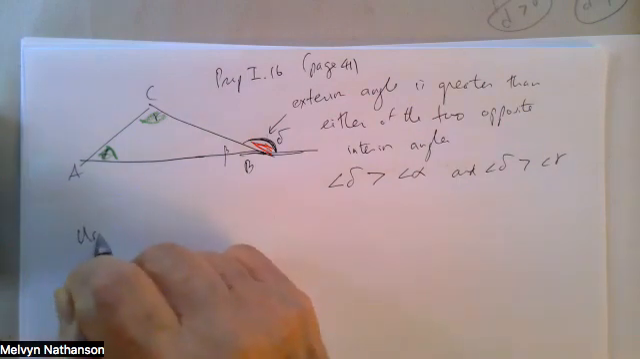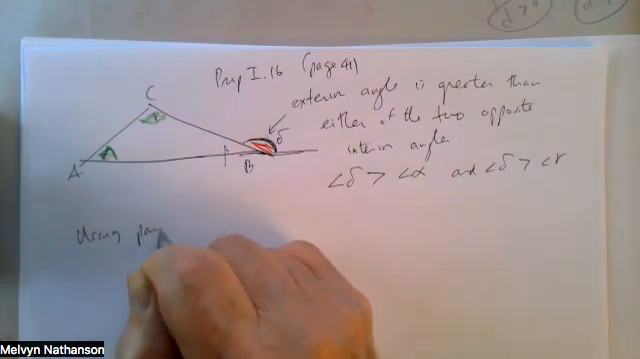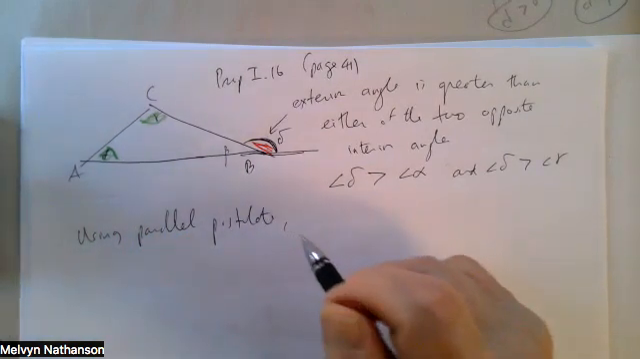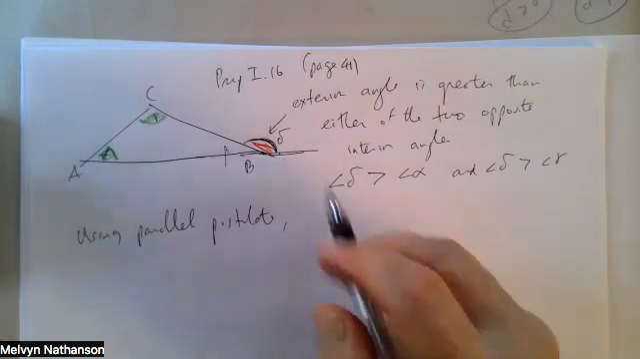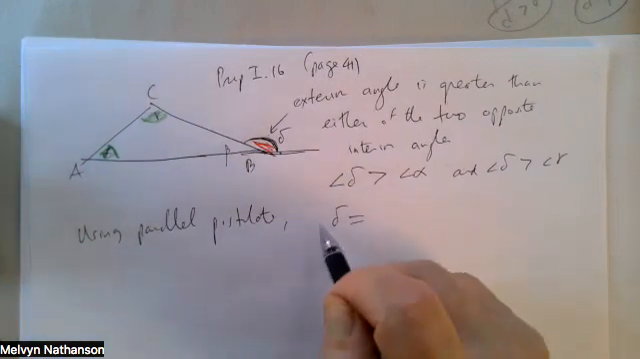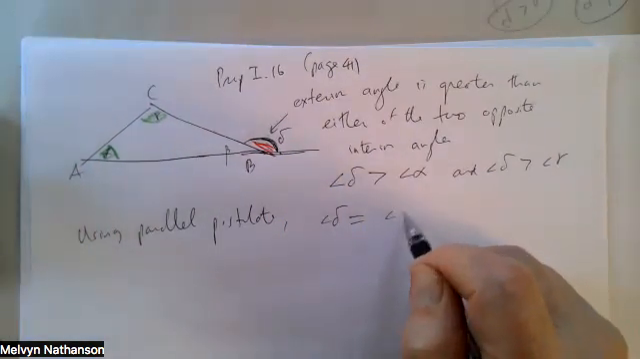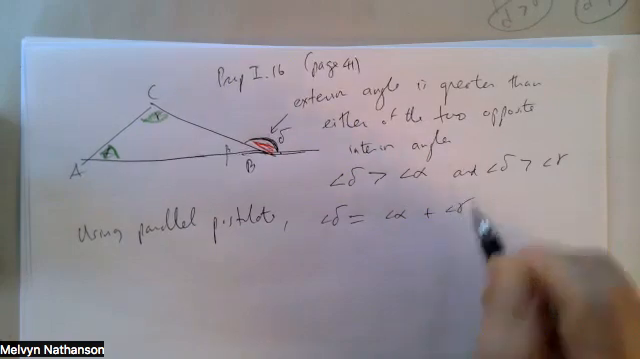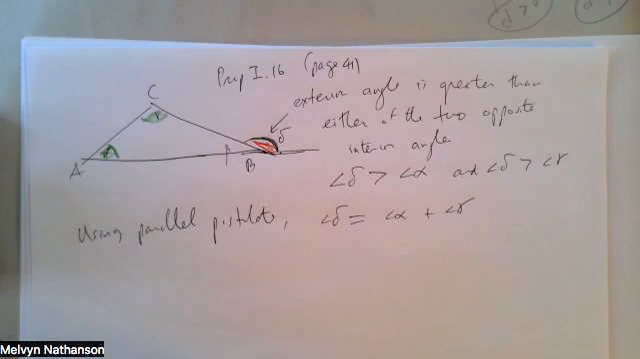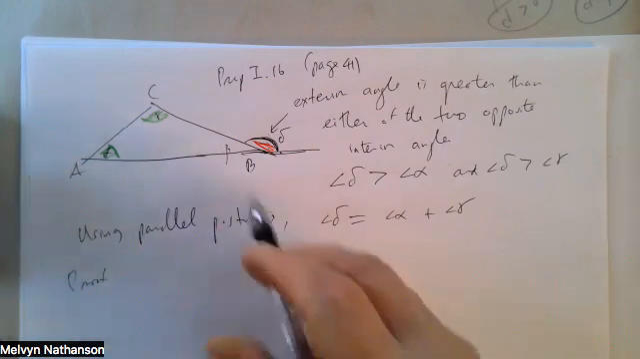So using the parallel postulate, this is a much later theorem, one can prove that this angle delta is not just bigger than both of these, it's equal to the sum of them, angle alpha plus angle gamma. So this angle is equal to the sum of these two angles. And once you know the sum of the angles of a triangle is two right angles, we can say the following. So here's the proof.